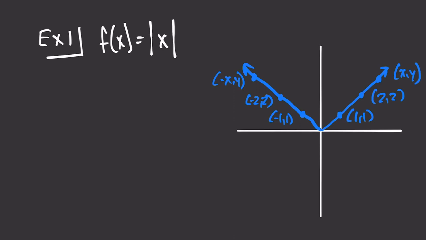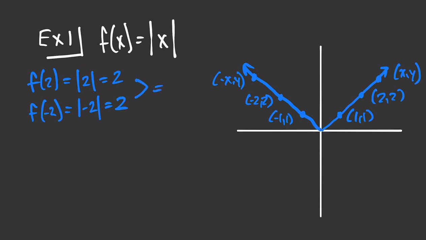So we want to come up with a rule or an algebraic method for determining whether a function is odd or even or neither. Let's take one of our points, f of 2. We can see from the graph what it's going to be, but let's just plug it into our function. Absolute value of 2 equals 2. Then let's take the opposite, f of negative 2. That's the absolute value of negative 2, which is also 2. So what do we notice in this case? Those two are equal.